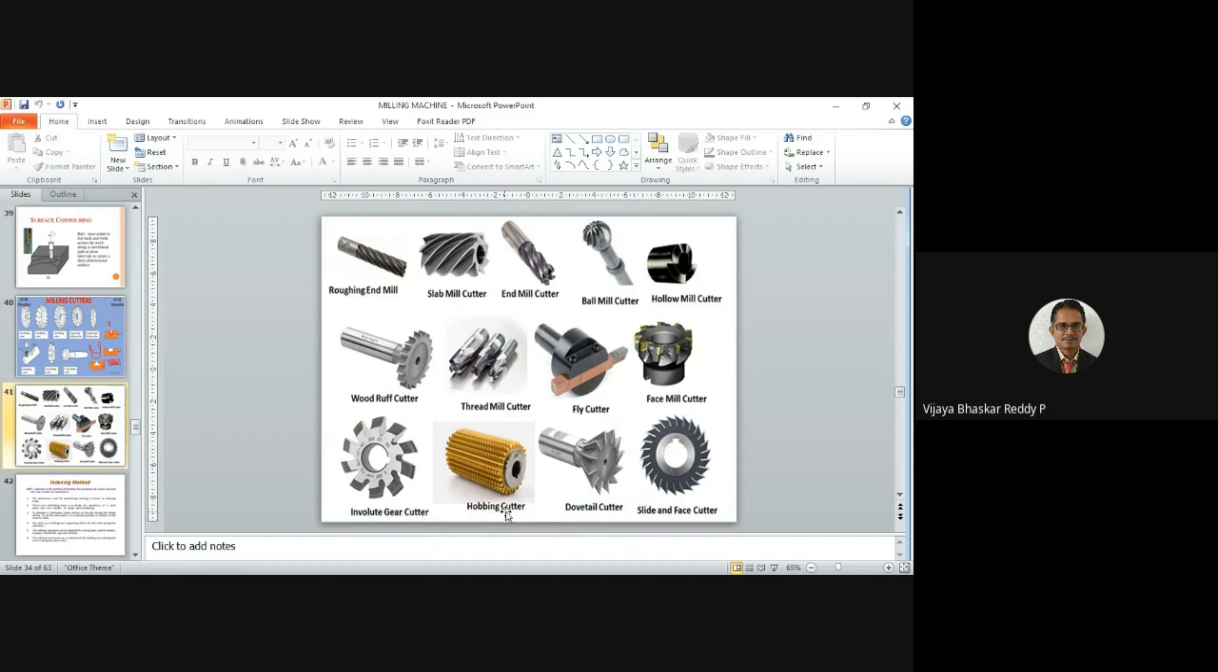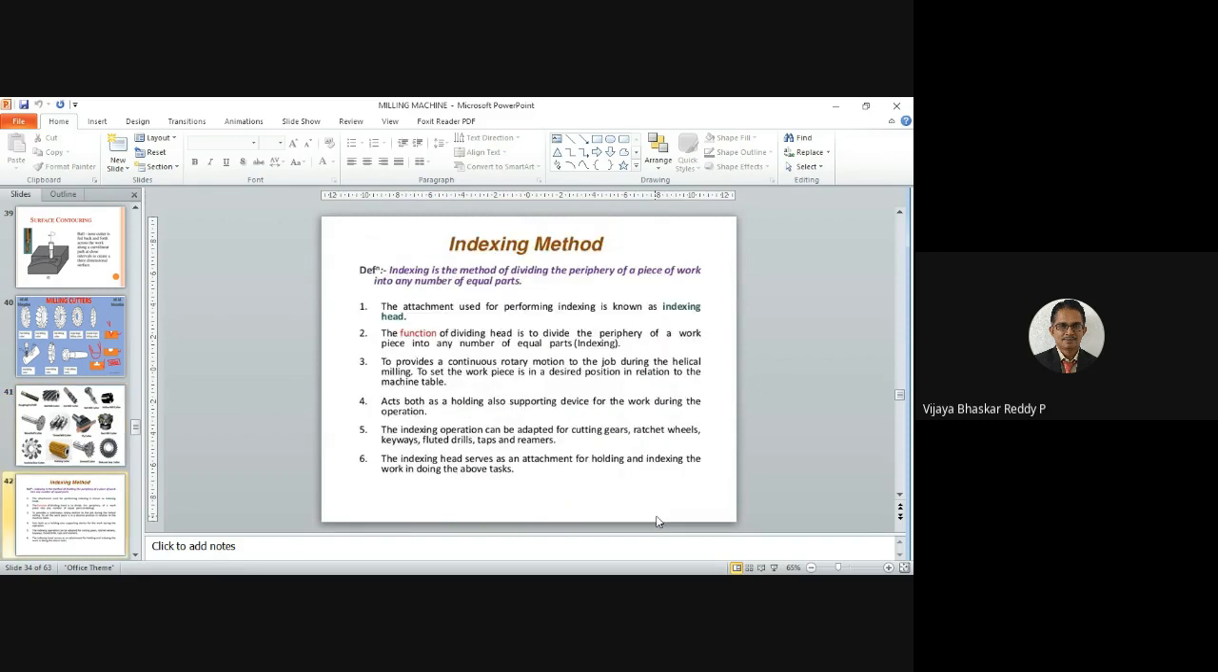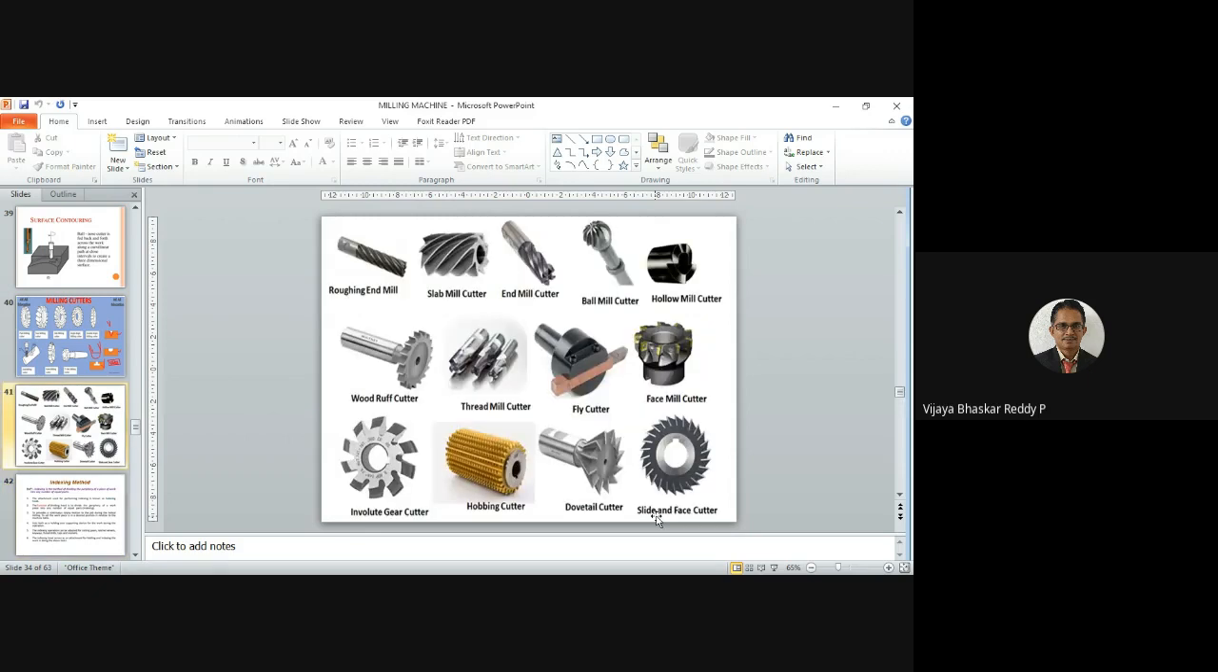As well as hobbing cutters, there are dovetail cutters and side face cutters that we can use. These are the different classifications of the tools that we are using in milling machines, right? Okay, and similarly, the milling mechanism is used for obtaining the gear mechanism.